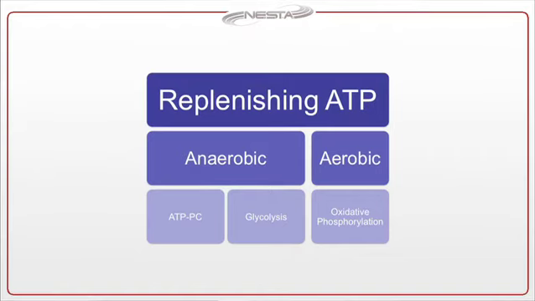you can do it either anaerobically, which by definition means without air, but really we're talking without oxygen, or aerobically, which means with oxygen. For the anaerobic, we're going to learn what's called the ATP-PC system, or phosphocreatine system. That is followed by glycolysis, or breakdown of sugar. And then for the aerobic, this is called aerobic phosphorylation, or aerobic metabolism. There's a whole bunch of names meaning the same thing.